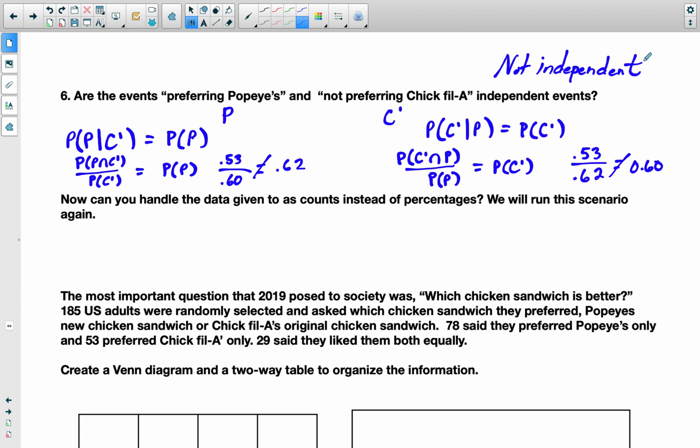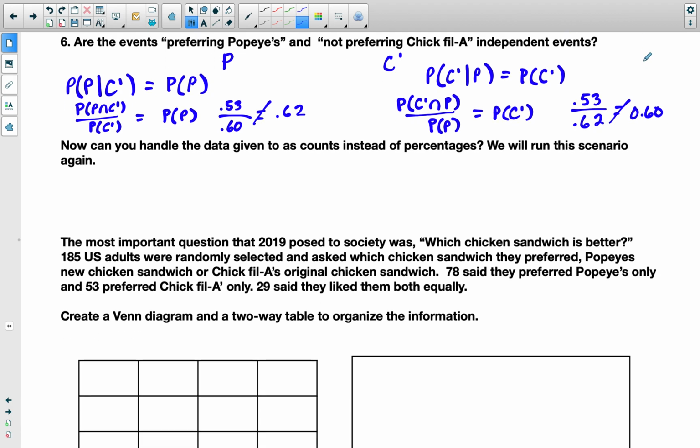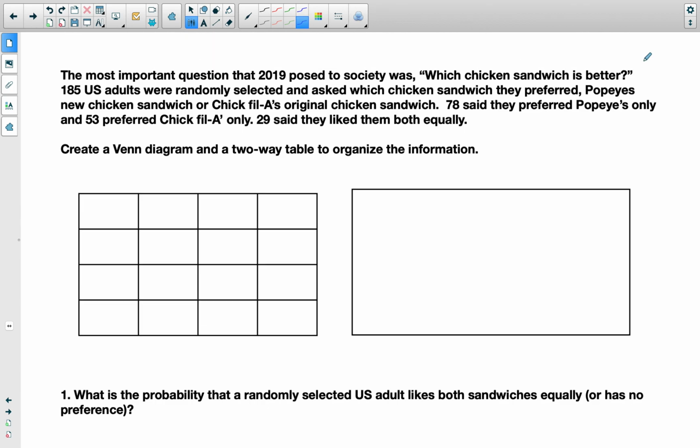Okay, now, can you handle the data given to you as counts instead of percentages? So we'll run this scenario again, and instead of giving you percentages, I'm going to give you counts, and we'll do it that way. Again, the most important question that 2019 posed to society was, which chicken sandwich is better? 185 U.S. adults were randomly selected and asked which chicken sandwich they preferred, Popeyes' new chicken sandwich or Chick-fil-A's original chicken sandwich. 78 said they preferred Popeyes only, and 53 preferred Chick-fil-A only. 29 said they liked them both equally.